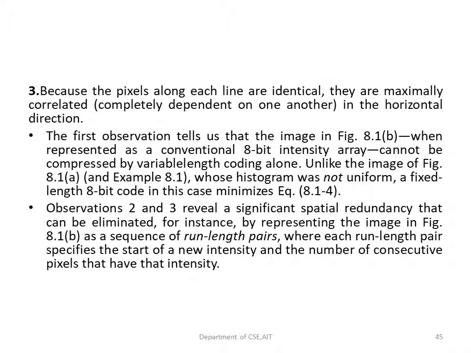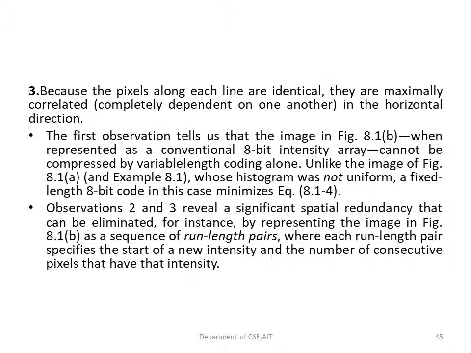Because the pixels along each line are identical, they are maximally correlated in the horizontal direction. So from the first observation, we can see that the image given in 8.1b is represented as a conventional 8-bit intensity array. It cannot be compressed by variable length coding, so we have to make use of another type of compression also.